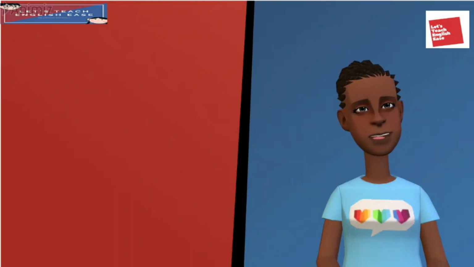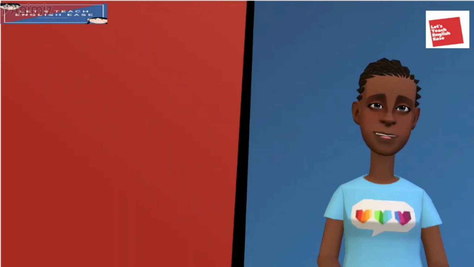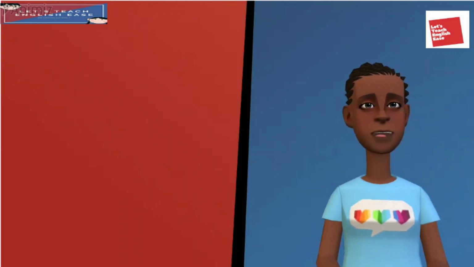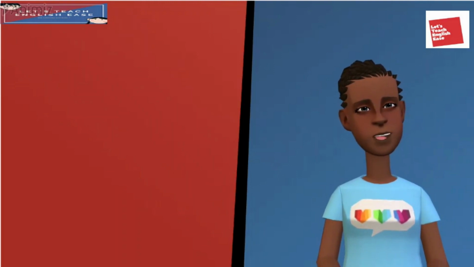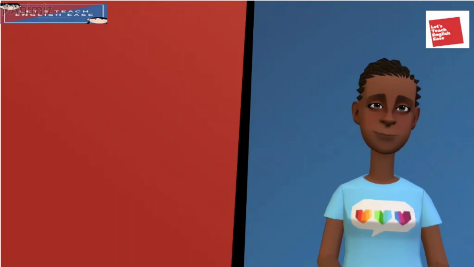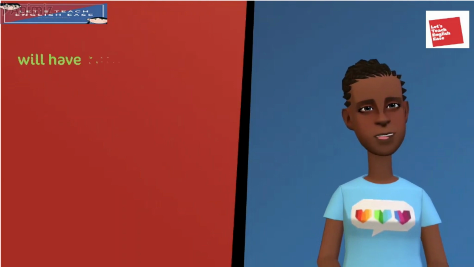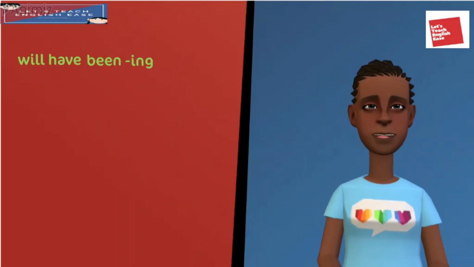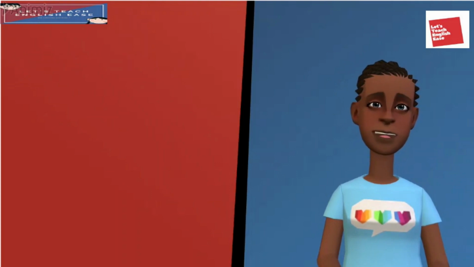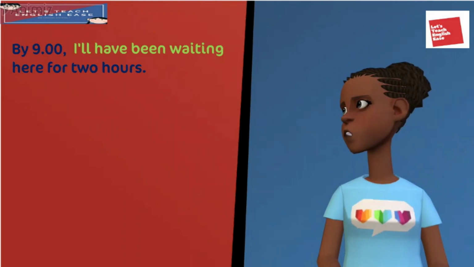Finally, we use this tense to talk about a continuous event that has already started and is expected to last until a certain point in future. In other words, the action will be continuing until or before another event takes place. For this tense, we again use will have followed by been and ing to the action verb. For instance, I could say, by 9, I will have been waiting here for 2 hours.